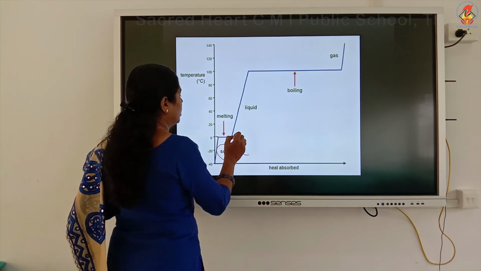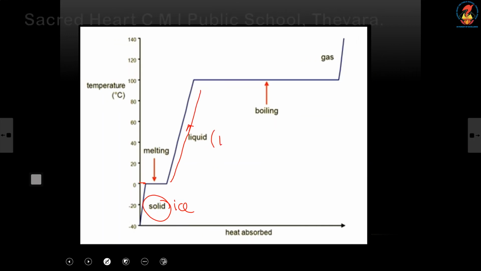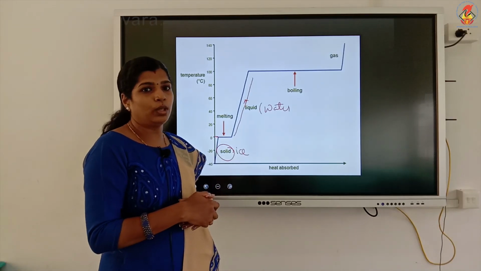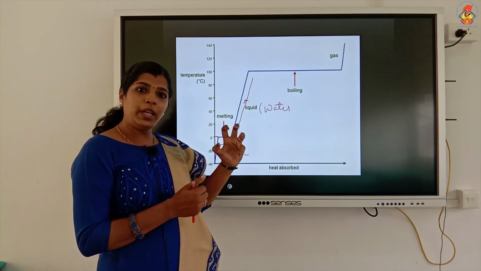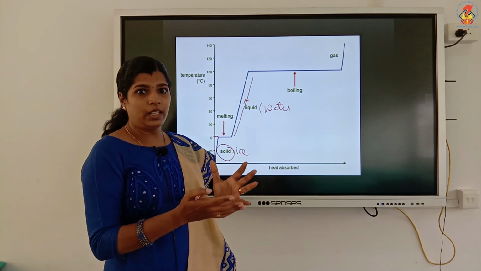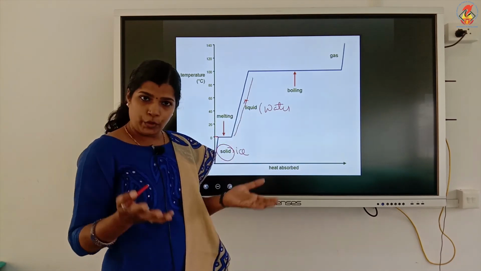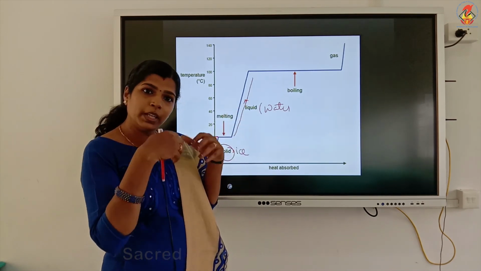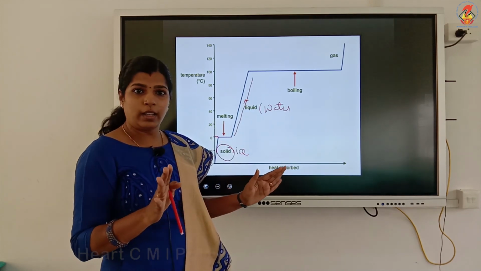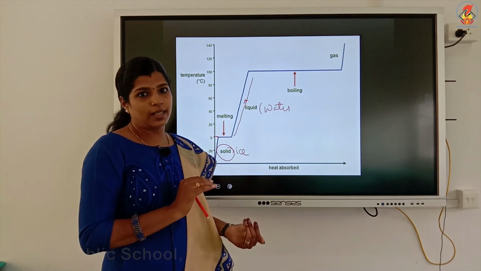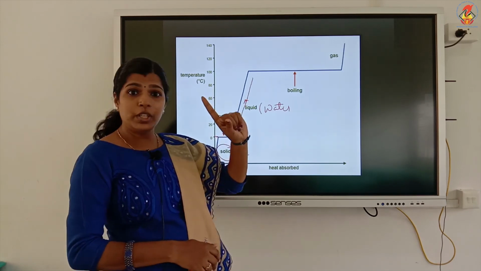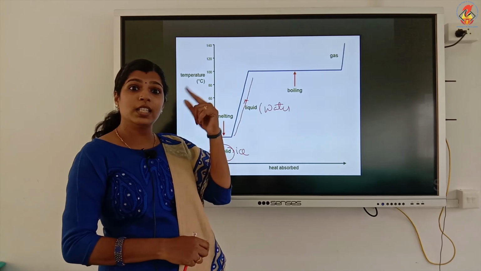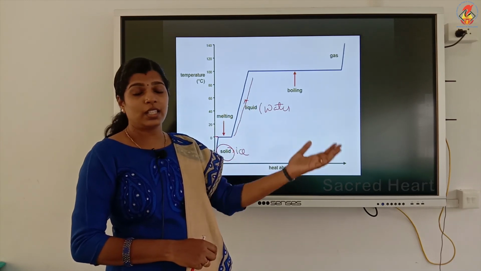Then again the temperature will increase, when the whole thing is liquid, water. Now at 100 degrees Celsius, the water will start boiling. If you are heating again, what will happen? The heat will be absorbed, but the temperature will not increase, because that heat is used to change the state, that is from liquid to gas. So, in the beginning of the chapter I told you heat can change the state. Heat is used to change the state of the matter.